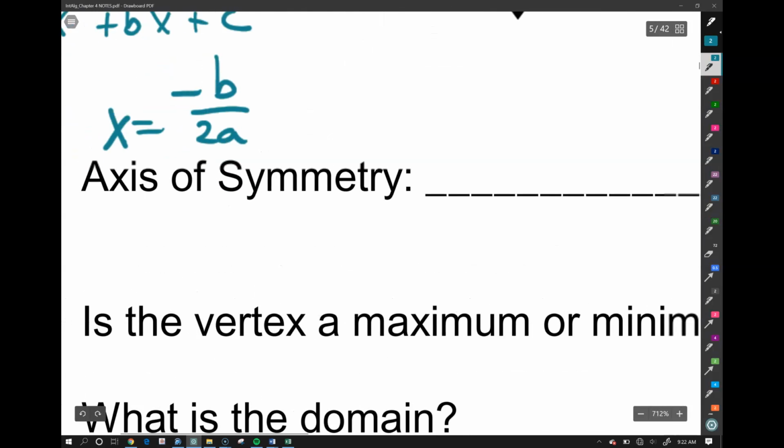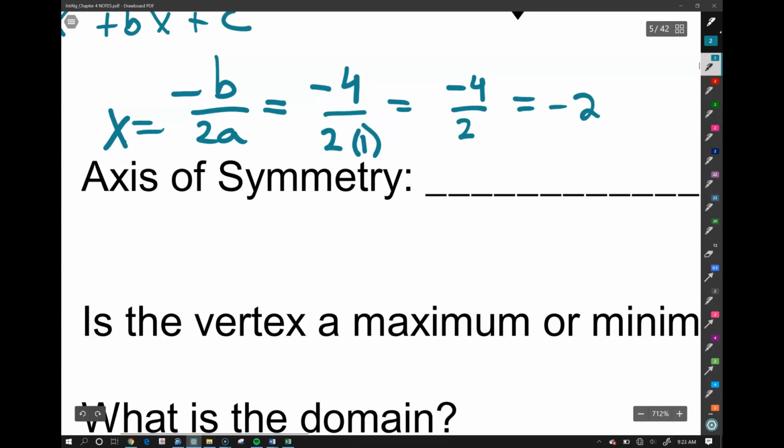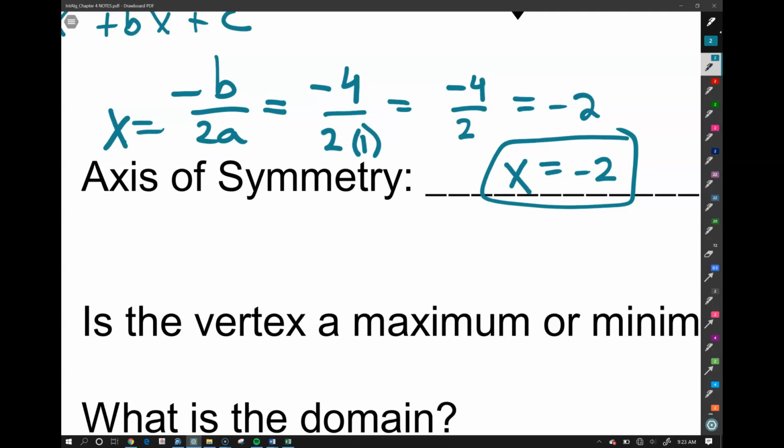B is 4. So this is going to be negative 4 over 2 times 1. What's 2 times 1? 2. What's negative 4 over 2? Negative 2. So the axis of symmetry is x equals negative 2. This is the equation for the axis of symmetry. Meaning, if I draw a vertical line at x equals negative 2, the part of the parabola that's on the left side is going to be symmetric to the part that's on the right side.